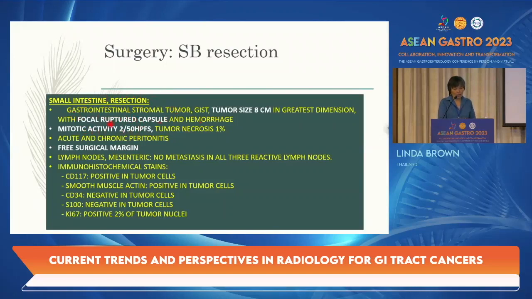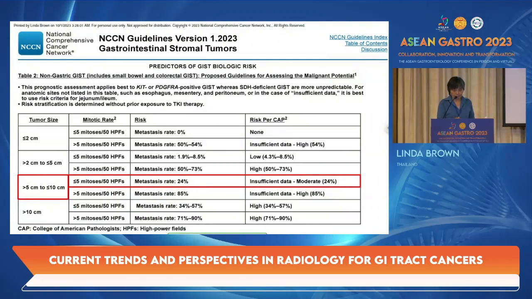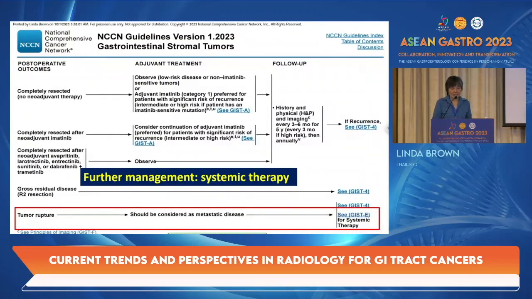It's not quite aggressive. It's only 2 mitoses per 50 high power fields, which if you look at this data, you can see that a small bowel tumor 5 to 10 cm with mitosis less than 5, the aggression is moderate, metastasis rate is about 24%. But since in our patient, she's already had a rupture of the tumor, this is considered to be metastatic disease. So even though it has a low mitosis, she should receive systemic therapy. In this case, she will receive adjuvant imatinib.